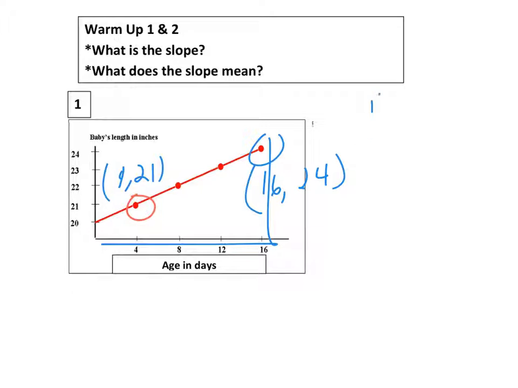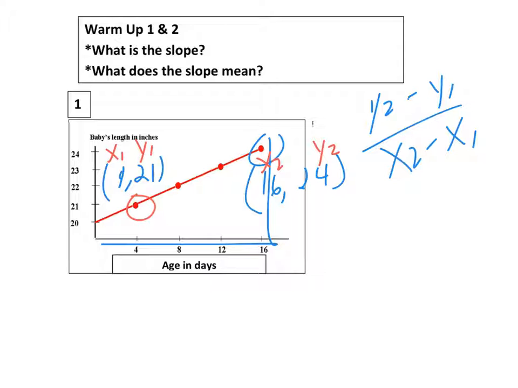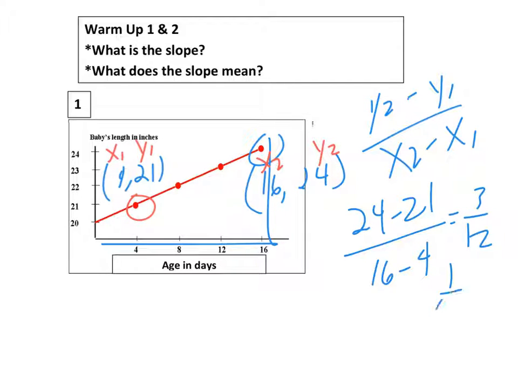So remember our formula, y2 minus y1 over x2 minus x1. And so we're going to call this x1, y1, x2, y2. So we plug those in. So what that looks like filled in then is 24 minus 21 over 16 minus 4. Or that's 3 over 12, which reduces to 1 over 4.